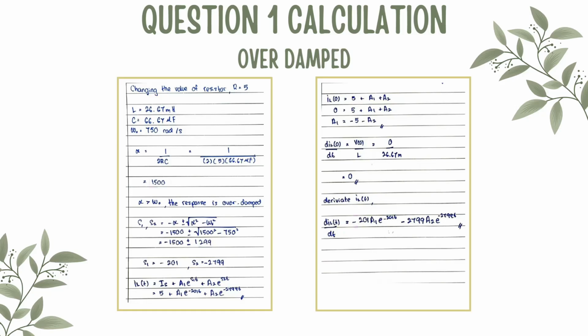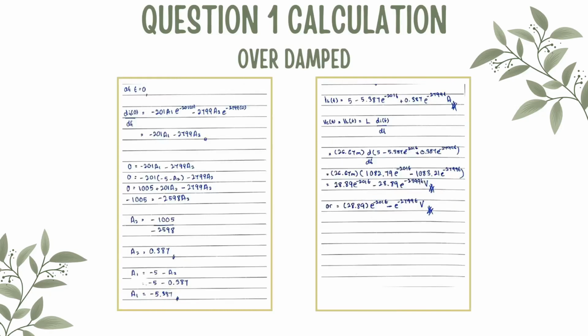Next is the calculation for overdamp. The final answer for overdamp ILT is 5 minus 5.387 exponential -201 T plus 0.387 exponential -2799 T ampere. And VCT for overdamp calculation is open bracket 28.89 close bracket exponential -201 T minus exponential the power of -2799 T volt.